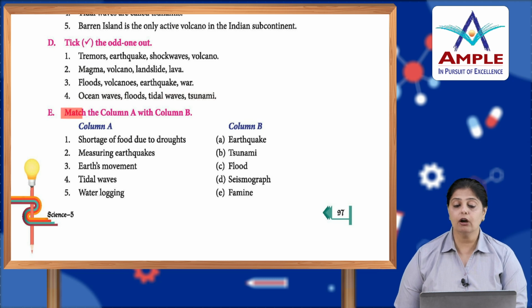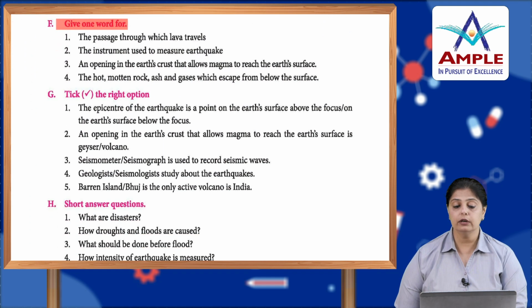Now, match the column A with column B. Shortage of food due to droughts is known as famine. Measuring earthquakes, it is the seismograph. Earth's movement is known as the earthquake. Tidal waves, tsunami, and waterlogging is flood. Give one word for the passage through which lava travels. It is known as the vent.